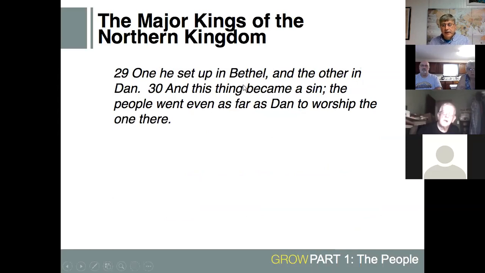So he sets up one of the golden calves in this town called Bethel. Bethel is right on the southern border with Judah, the southern kingdom. Dan is as far to the north as you can go in the northern kingdom. So he's pretty smart. He sets up one of the idols at the very border in the south, and the other idol, the golden calf, at the very border of the north. So he's trying to make it as convenient as possible for the people to worship, one in the south and one in the north so they can go.